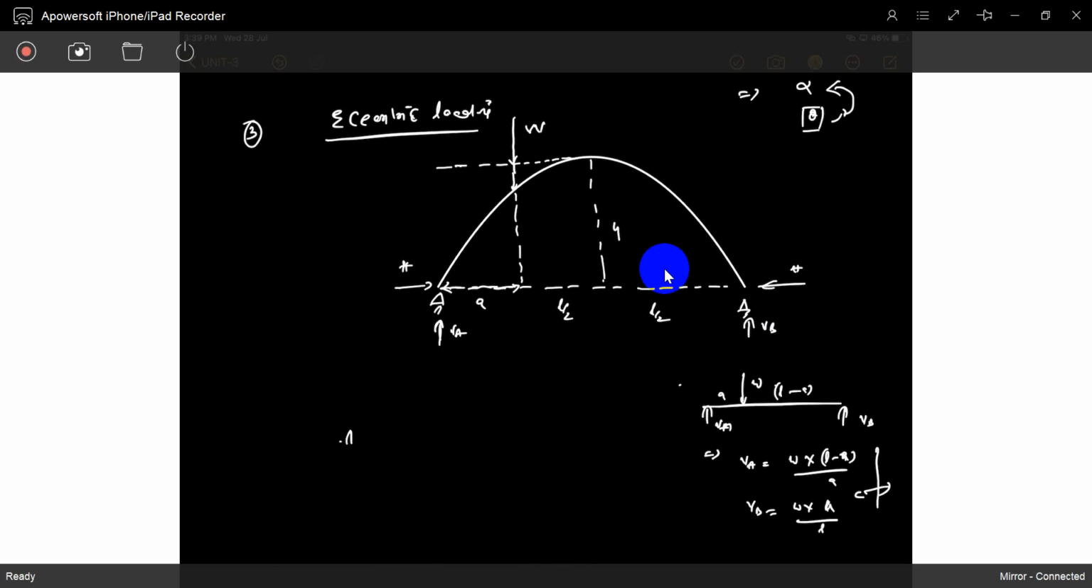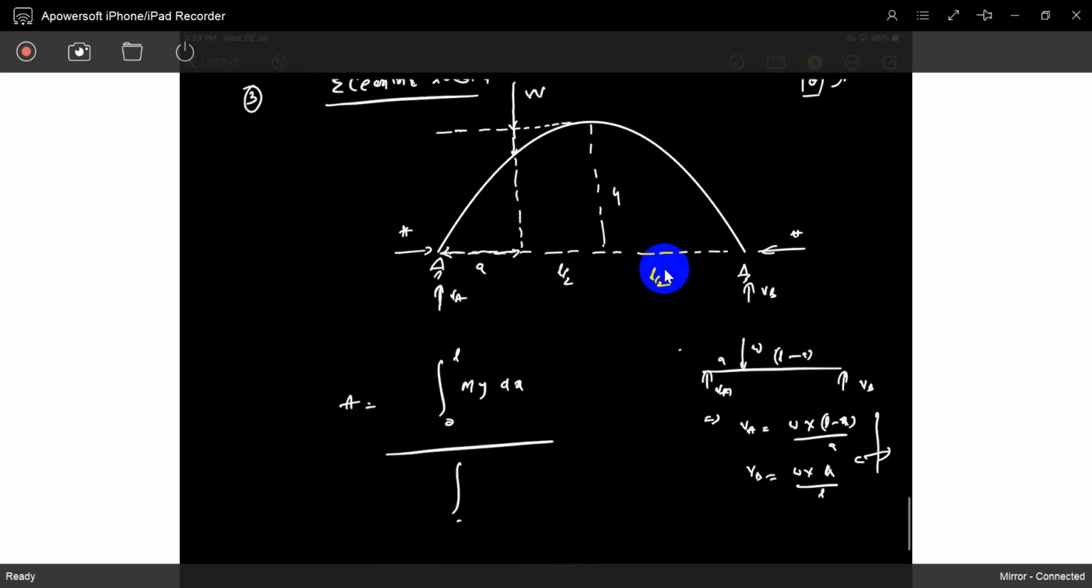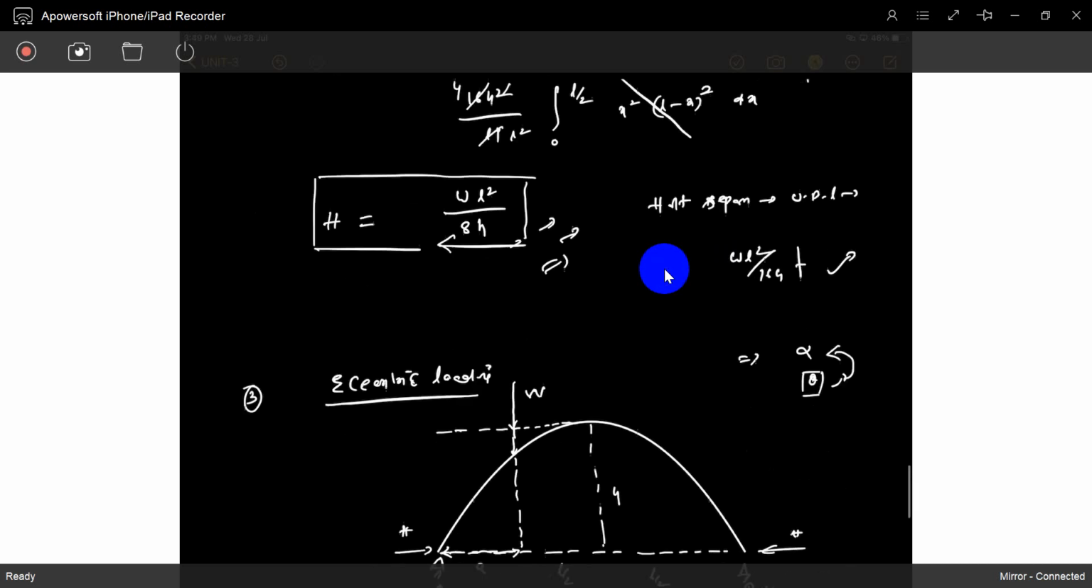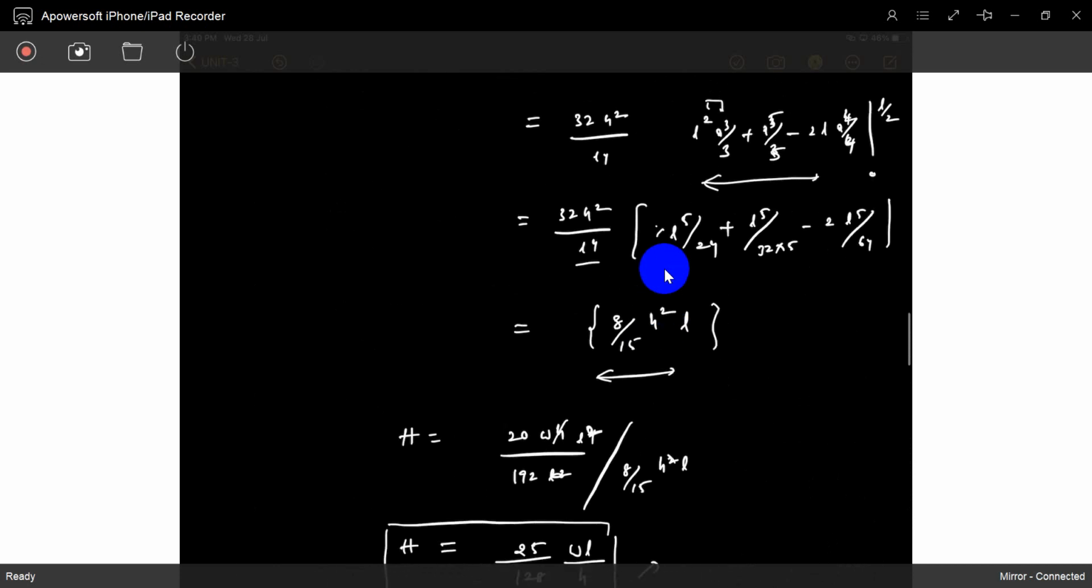Integrate it: W is equal to the integral of M y dx from 0 to L, and also the integral of y square dx from 0 to L. This value you already know, it's a parabola. We already know this value, it's the same parabola, just y square. That value is simple.